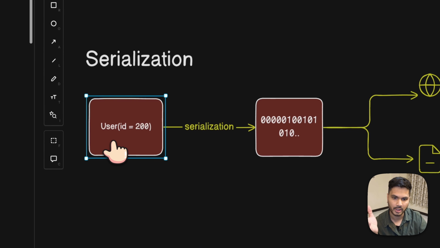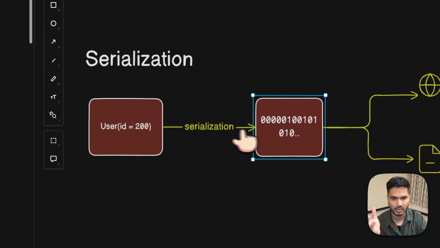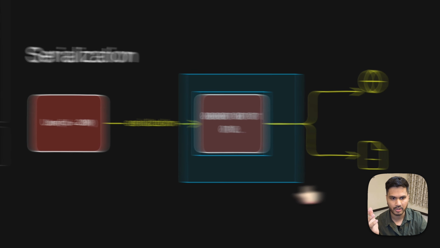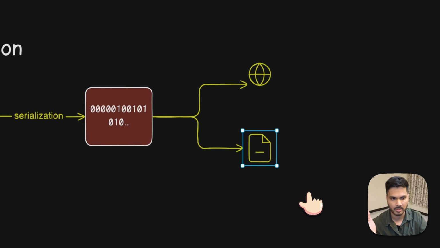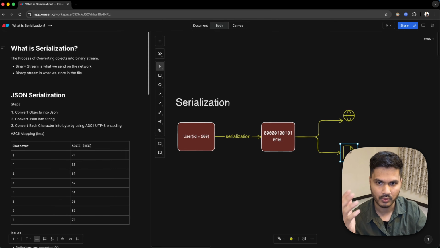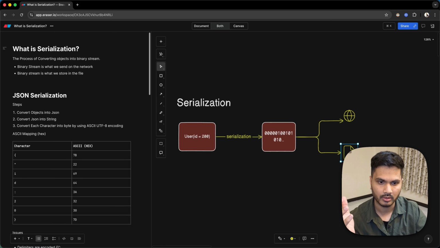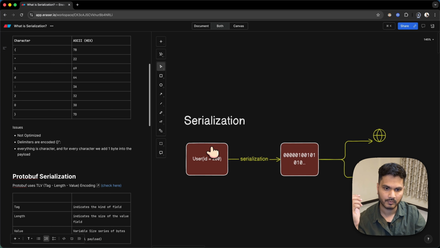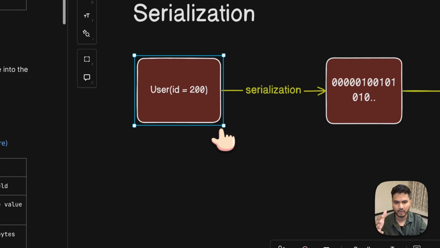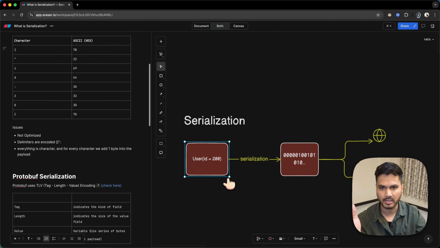The process of converting objects into a byte stream is called serialization. This byte stream is very important because this is what we send on the network. This is what we store in files or databases. So if you want to reduce latency of the application, you have to focus on the way you are doing serialization. In this video, we'll be talking about Protobuf and JSON serialization.